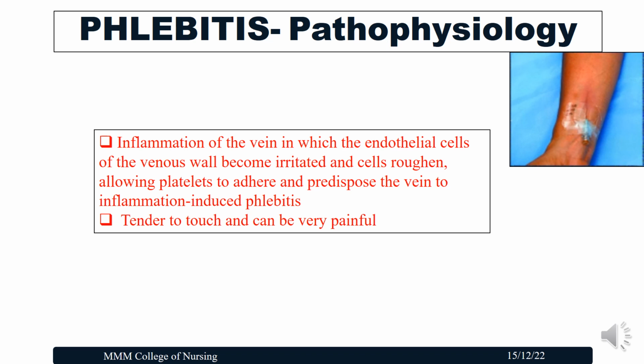Phlebitis pathophysiology. How does this phlebitis happen? So when there is a clot or a thrombus, or when there is an irritation of the vein, there will be inflammation of the vein in which the endothelial cells of the vein become irritated and roughened, which allows the platelets to aggregate or adhere to the blood vessel and predisposes the vein to inflammation. So that is known as induced phlebitis. That area of the patient will be very hard, tender to touch and very painful.